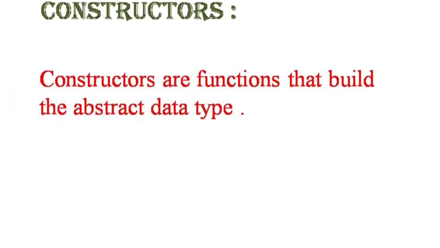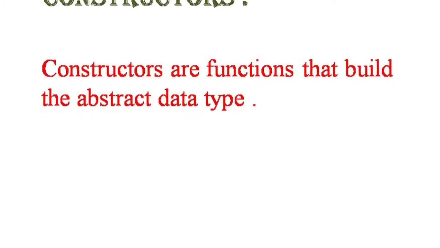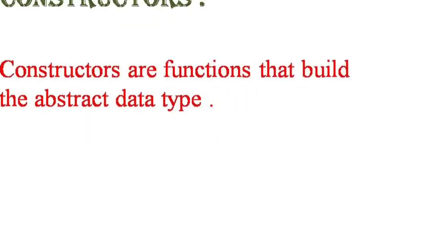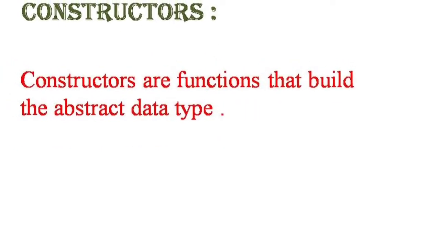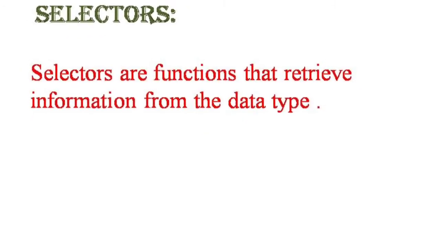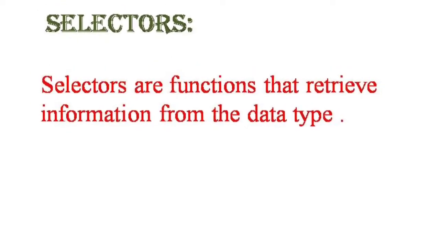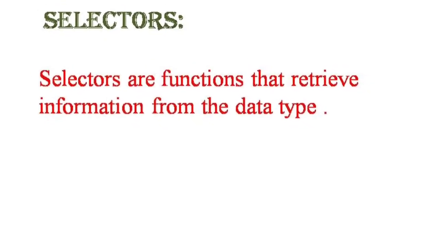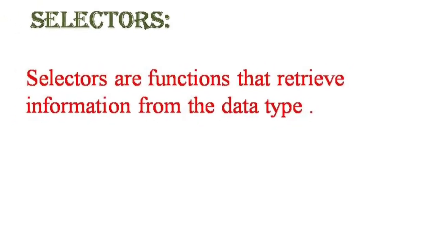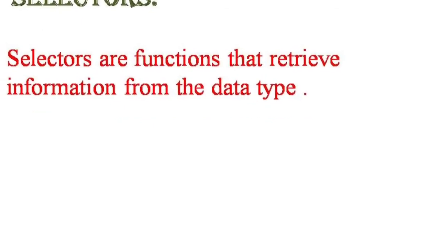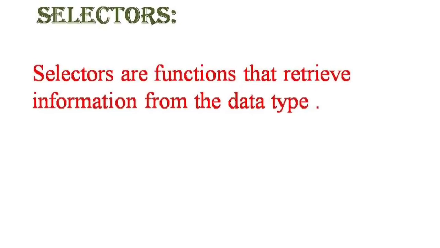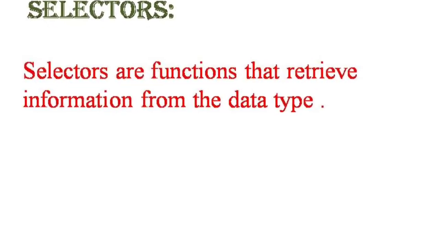Constructors are functions that build the abstract data type. A constructor creates an object, bundling together different pieces of information. Next topic is selector. Selectors are functions that retrieve information from the data type. So understand clearly constructor and selector. Constructors will have a set of information as an object. A selector will extract only a piece of information from the object.